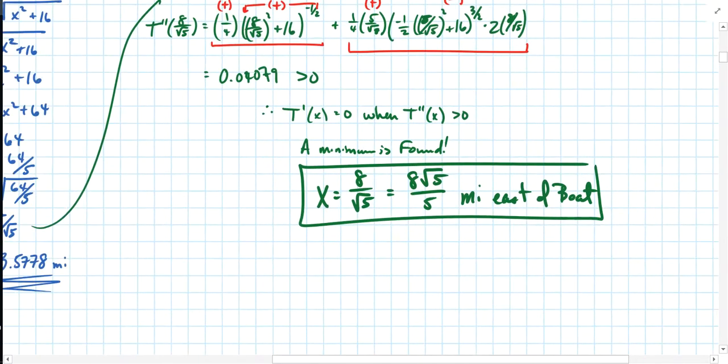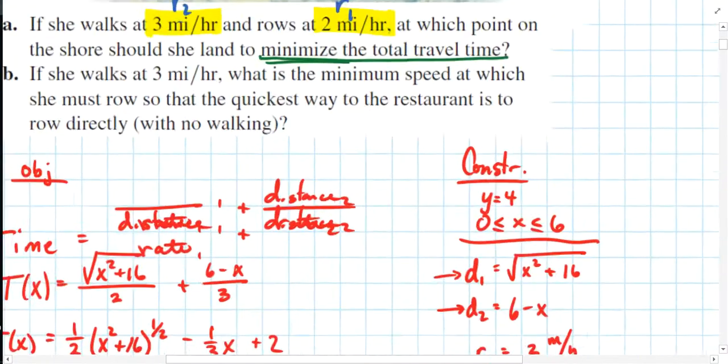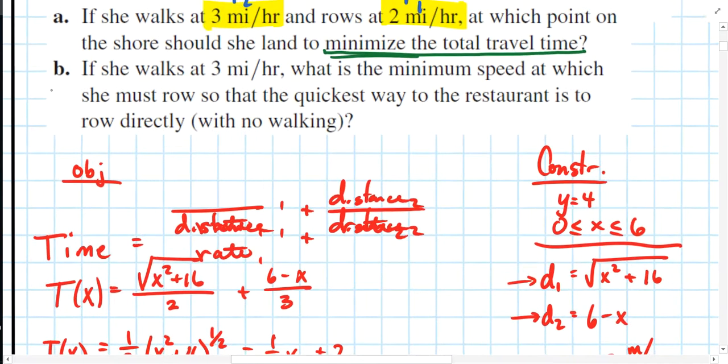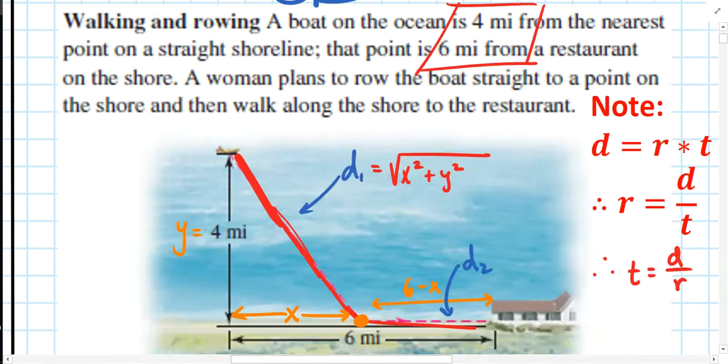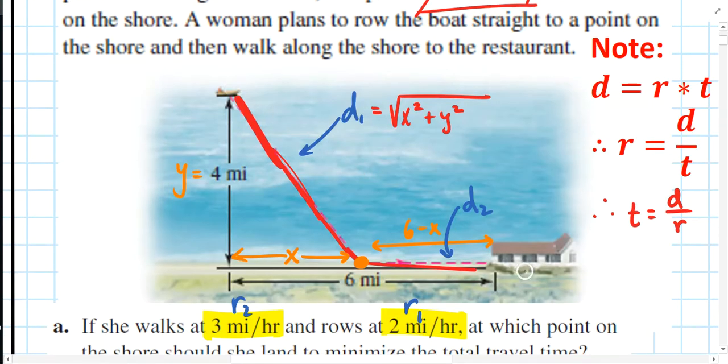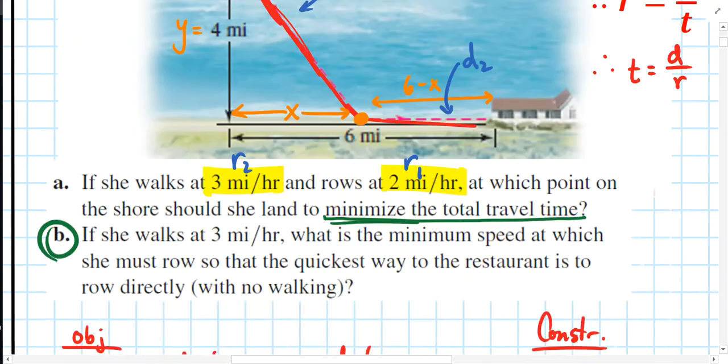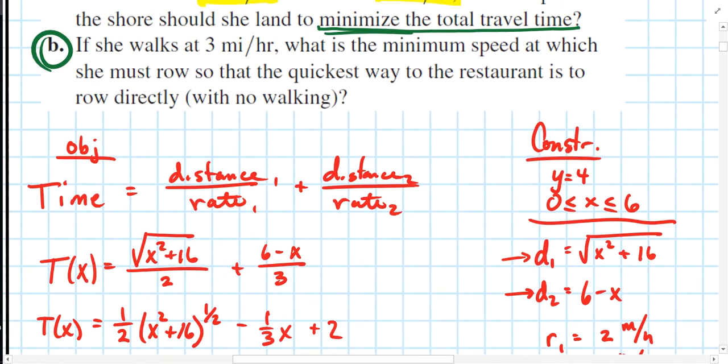I think this would be a good place to stop in this video. I know there's a part B to this question, but I think I'll save that one for class. This time around, we have to solve for the unknown rate at which she rows in the water that would end up making it faster for her to row directly to the shore. So in other words, if she could row faster than 2 miles per hour in the water, how fast would she have to go so that she wouldn't have to approach the shoreline at all? But we'll talk about that one in class next time we see each other.